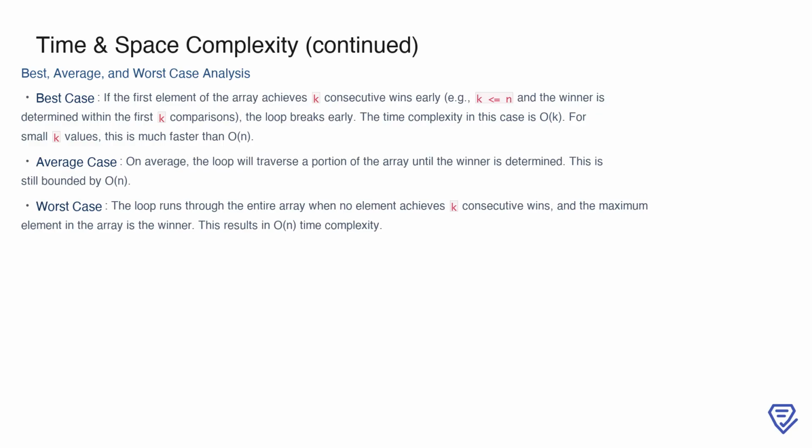In the average case, the loop will traverse a portion of the array before determining the winner, leading to a time complexity still bounded by O(n). Finally, in the worst case, the loop iterates through the entire array because no element achieves k consecutive wins, and the maximum element in the array becomes the winner. This scenario results in O(n) time complexity. These cases highlight how the algorithm adapts to different input conditions, optimizing its runtime whenever possible.